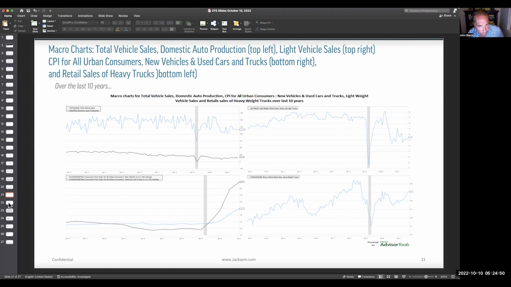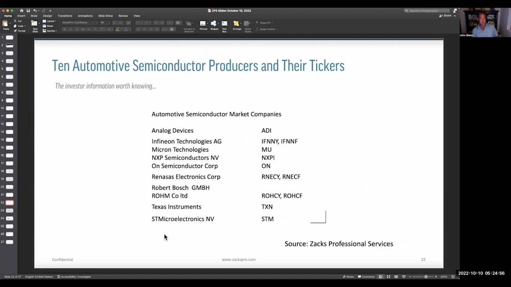Forget about getting these used vehicle prices down in a meaningful long-term way. We have to do this. Now, these are the stocks that we found in the automotive semiconductor market. You can go back and bookmark this. A lot of the names you may or may not know, they're the names we've already discussed. Some of them are new.